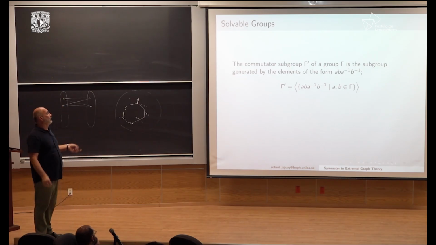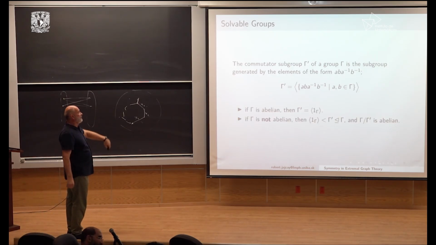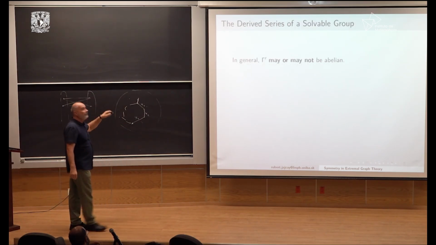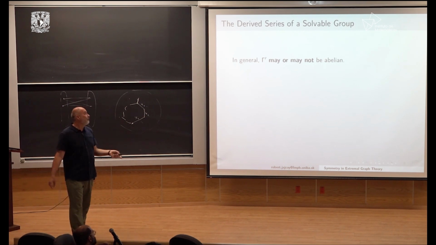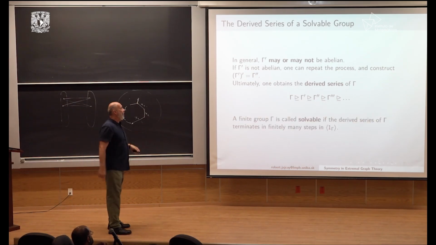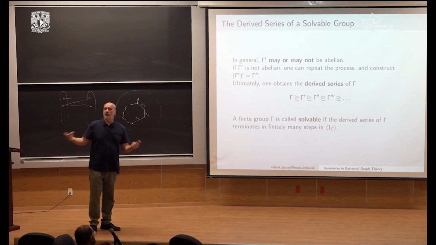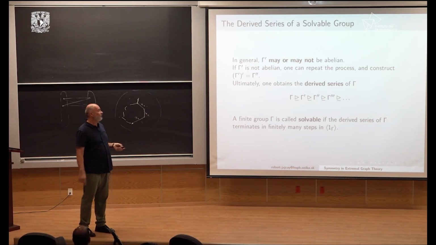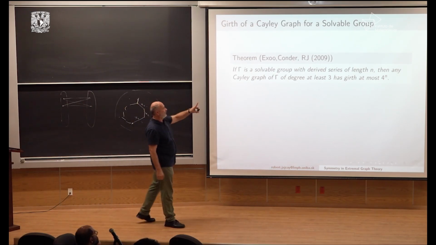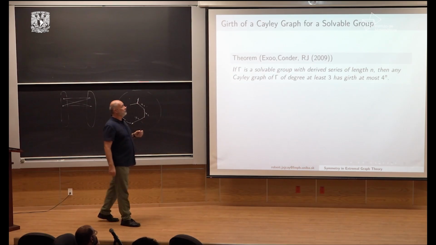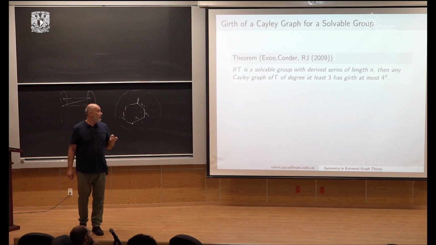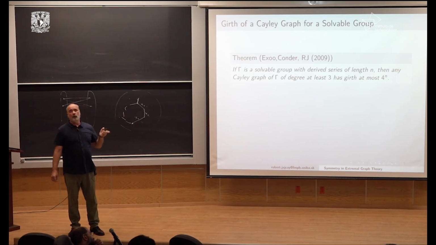Solvable. I'll go quickly. So for solvable groups, you have the derived series. For solvable groups, again, there is a number associated with each solvable group. It's the length of the derived series. And it's solvable if it's finite, so each solvable group is associated with a specific number. And the point is, again, there is a bound. If you take a solvable group with derived series of length n, then the bound on the girth is at most 4 to the n.